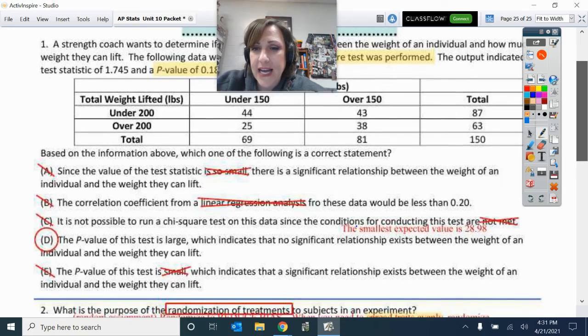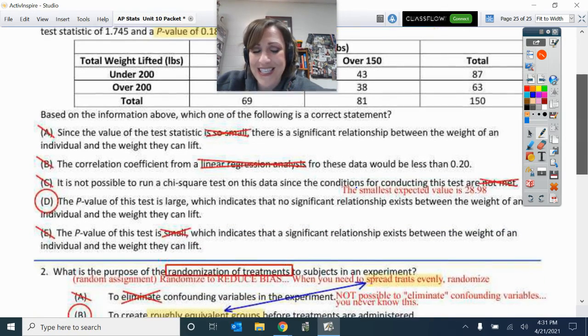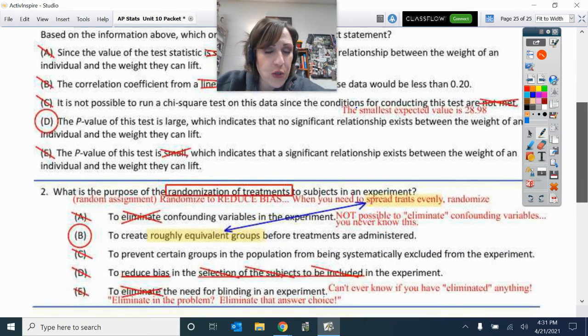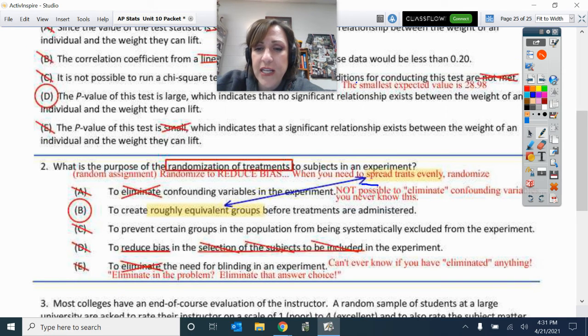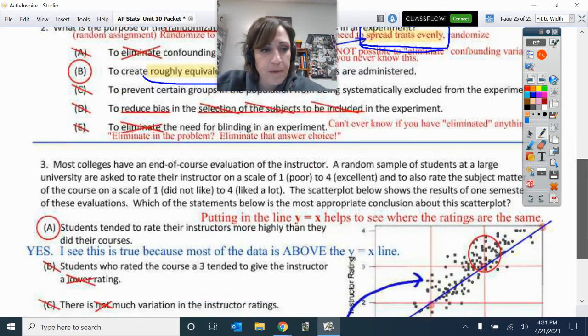All right, and then our last one here is our trio. Here we had a chi-squared problem. Chi-squared test was performed, so that one was D. You can see my answers there. Number 2, randomization of the treatments. When you need to spread unknown traits evenly, randomize. So it was making roughly equivalent groups.